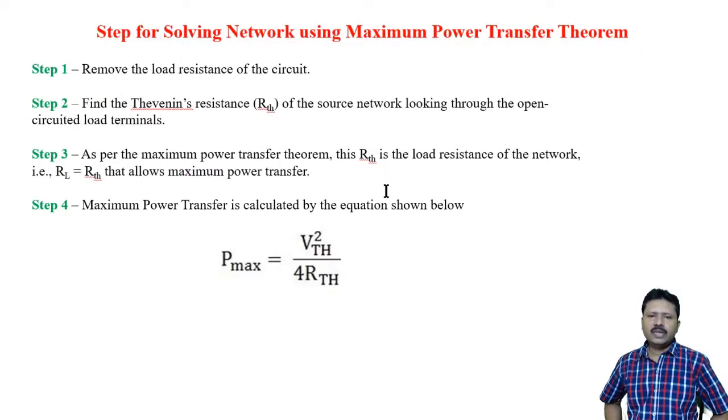For solving different network problems related to the maximum power transfer theorem, what should be the steps? The first step is that the complex circuit should be converted into a source and internal resistance, and that can be done by using Thevenin's theorem. The equivalent Thevenin resistance is considered as the internal resistance, and that Thevenin resistance will be the value of the load resistance to get the maximum power.